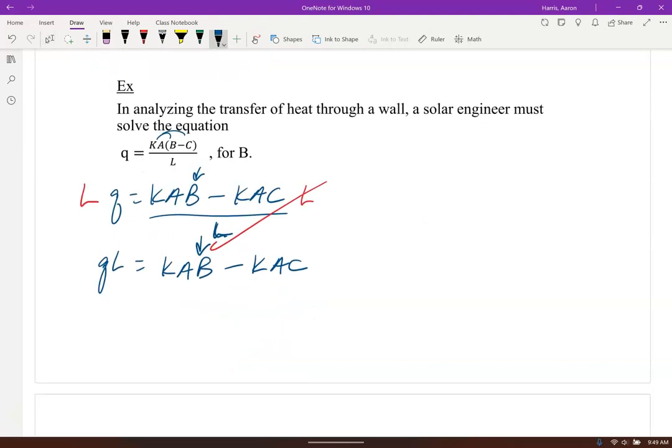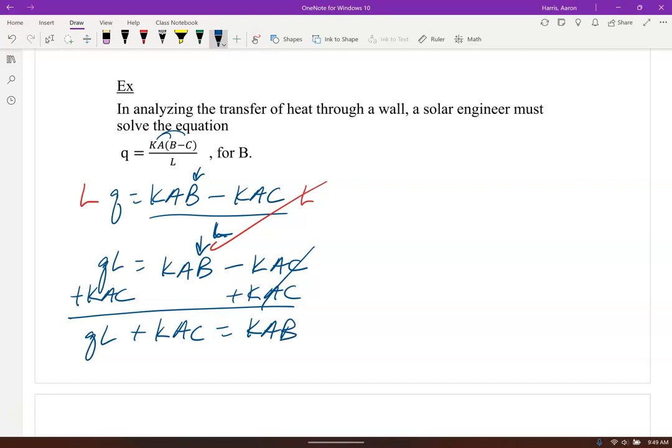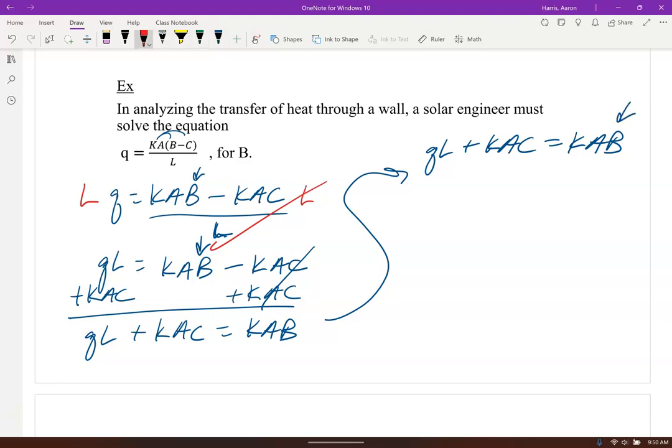Again, we're solving for B, so we've got to get rid of the minus KAC. Let's add it. So now we have QL plus KAC equals KAB. Again, we're solving for B. Right now I'm multiplying by K and A, so I've got to divide out K and A on both sides. And there it is: B equals QL plus KAC all over KA.